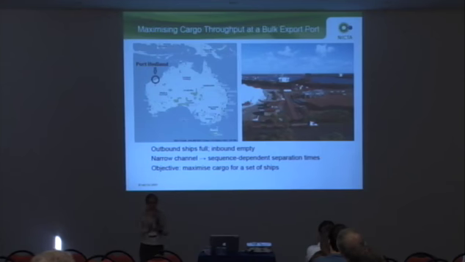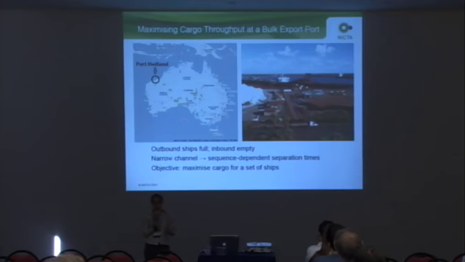Also, at Port Hedland we have a narrow channel, so ships can only sail through it one at a time. Now this means we have sequence-dependent separation times between ships. So for example, if we have two ships sailing out of the channel, if the ship closer to the exit sails first, the other ship may be able to sail straight away without having to wait. But if they sail in the opposite order, then the ship closer to the exit has to wait for the other ship to pass before it can start sailing.